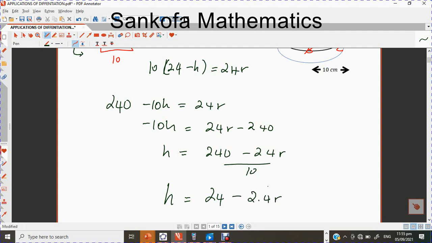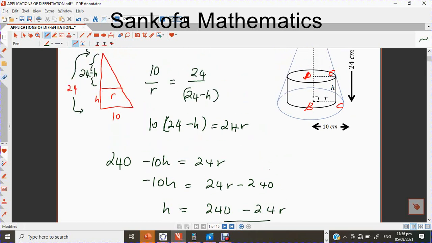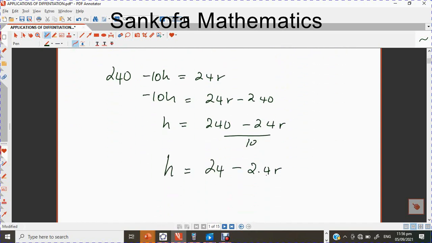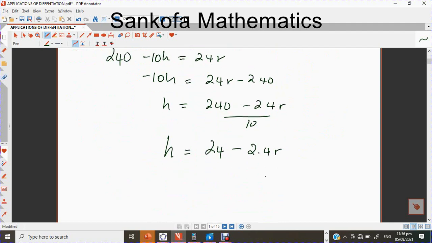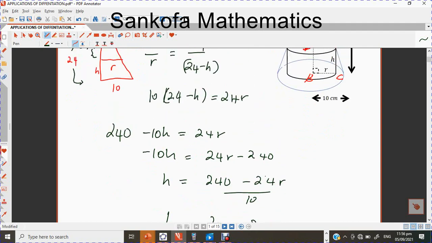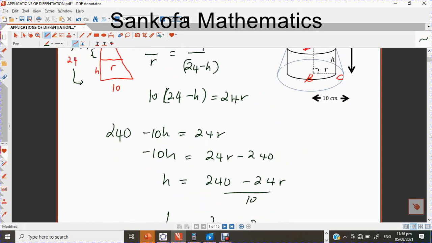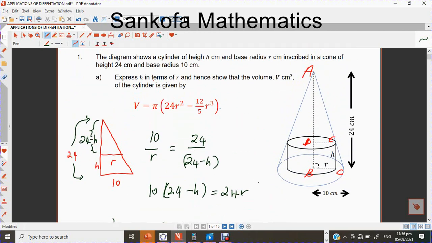Now 2.4r can also be written as 12 over 5r. Okay, but since we are there now we know what the height is. So I have now the height in terms of r. So we looked to see whether we can get the h in terms of r, as I did, and then we are supposed to show the volume of the cylinder.